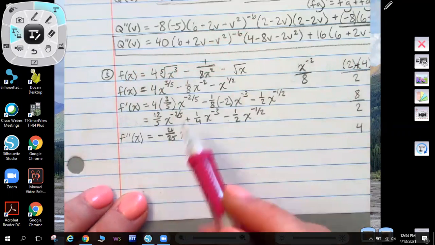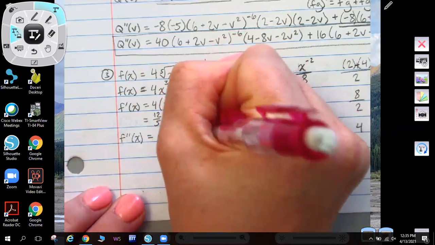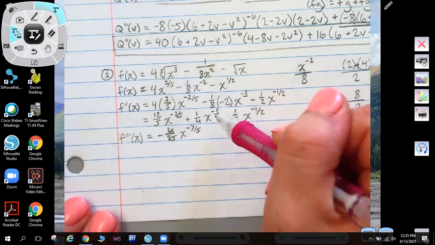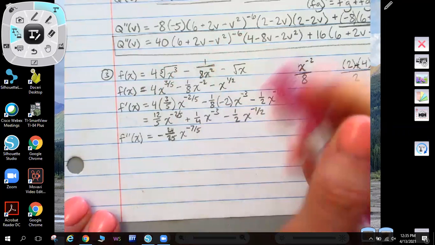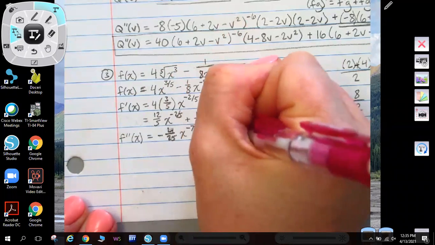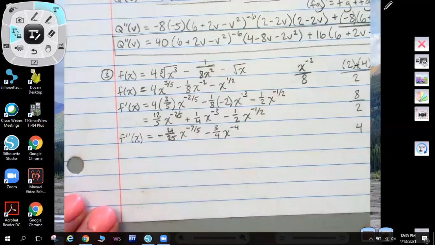And our new exponent is negative 2/5 minus 1. 1 can be written as 5/5. So negative 2 minus 5 is negative 7/5. Okay, the 1/4 is going to stay, but the negative 3 is going to come down and multiply. So it's going to be negative 3/4 x to the negative 4th.